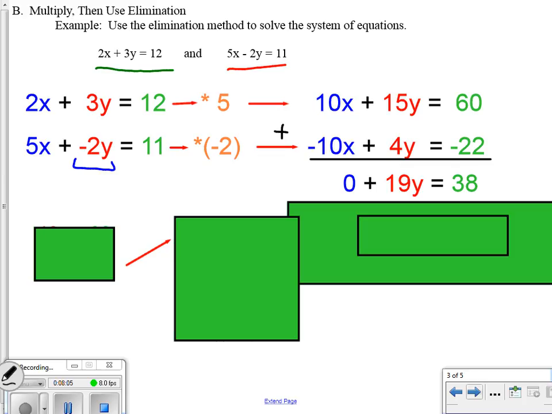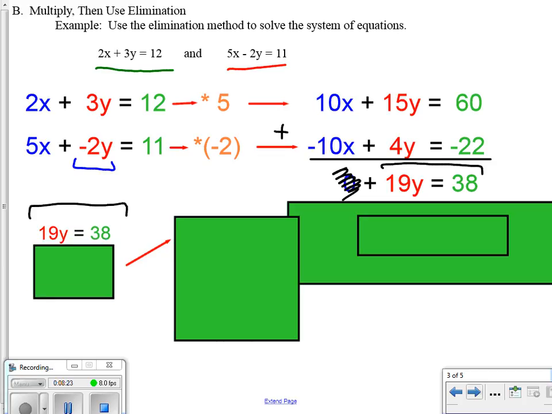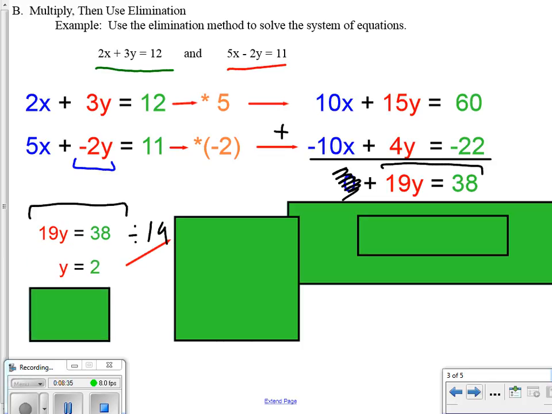Now, we can notice already we have a 0 plus something. Our x's cancel each other out. We really don't need that 0, so we're just looking at positive 19y equals 38. That's our new equation. And I'm actually going to move that over here, give myself a little more space to work with. 19y equals 38. From there, if we want to solve for y, we're just dividing by 19 on both sides, and we would get y equals 2. So in this case, we solved for our y value. We'd say y equals 2.